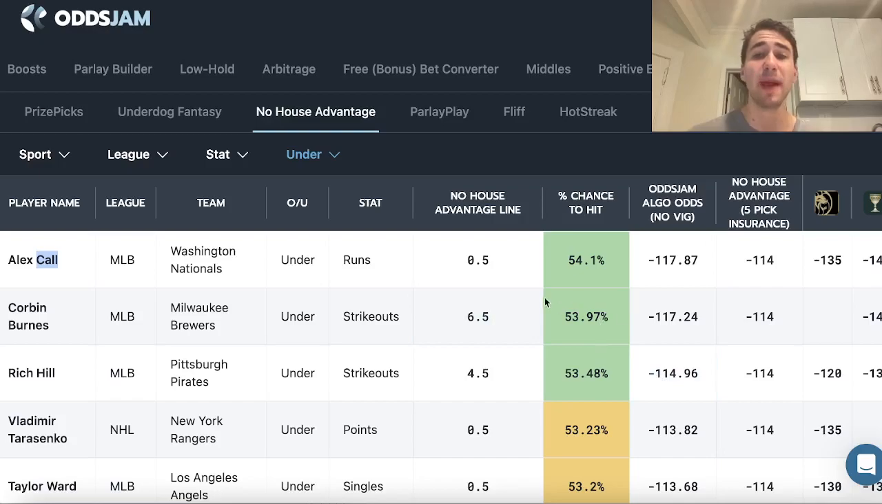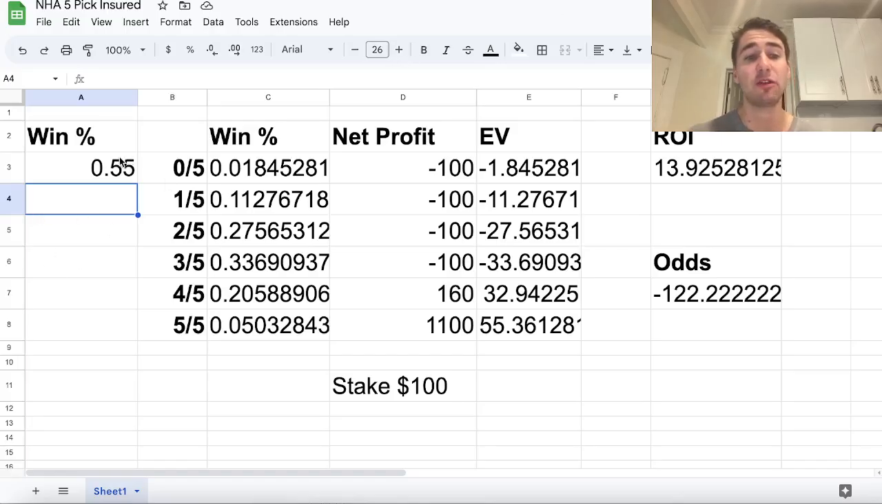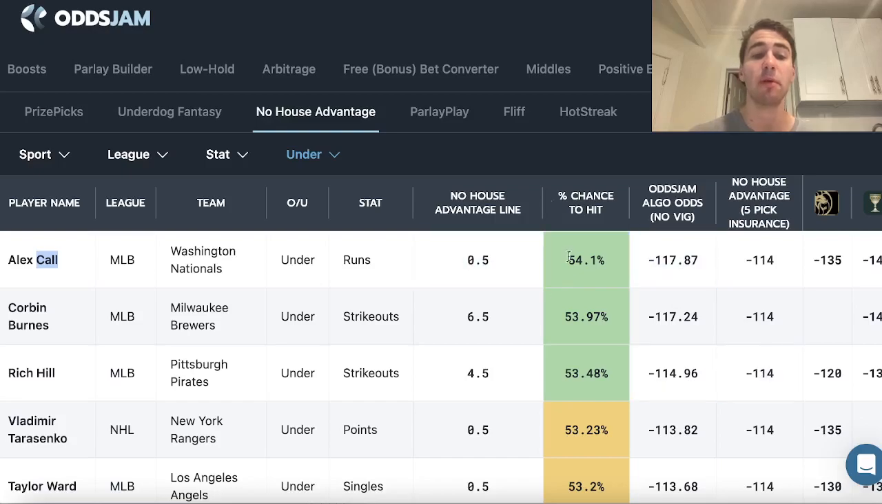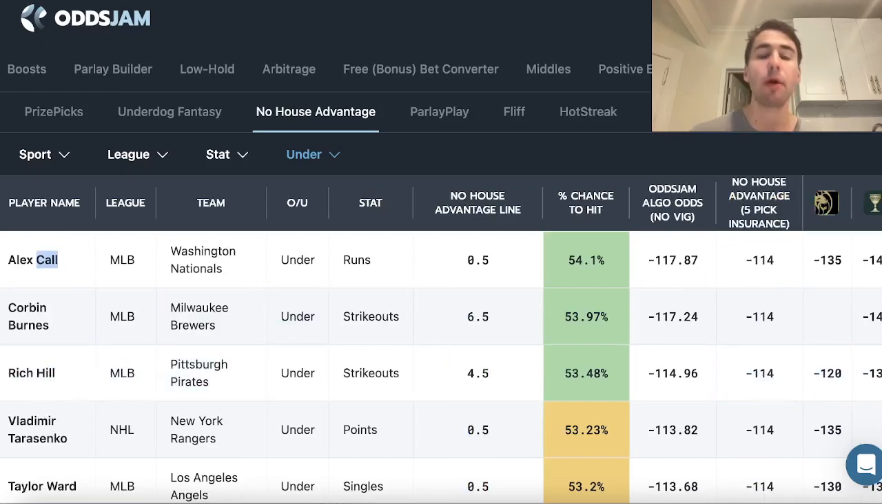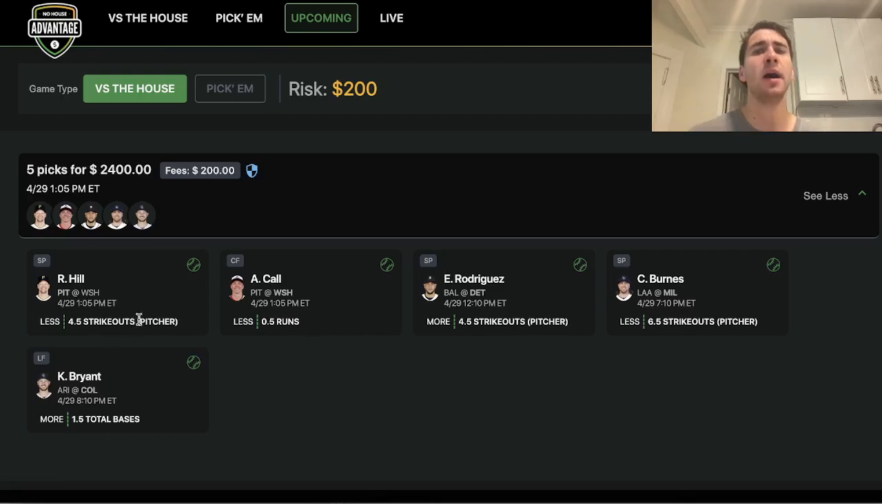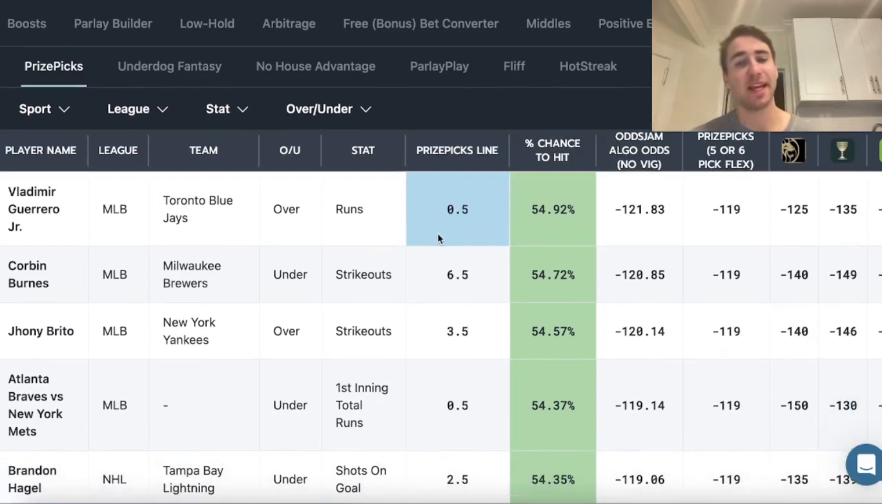So you just want to take all these picks in green because they're all winning over 53.227% of the time, so they're all profitable player props to include in your entry. For Rich Hill, all the sportsbooks have his under 4.5 strikeouts heavily favored, around minus 135 odds. Sharp player prop bet to include in your entry. So my final play on No House Advantage: Rich Hill under 4.5 Ks, Alex Call no runs, Rodriguez over 4.5 Ks, Burns under 6.5 Ks, Bryant over 1.5 bases.